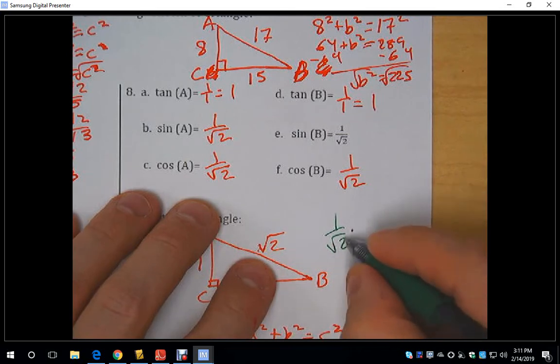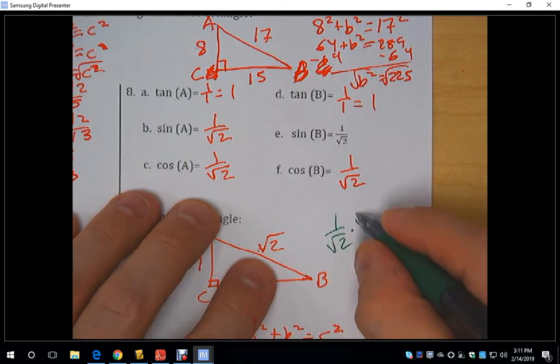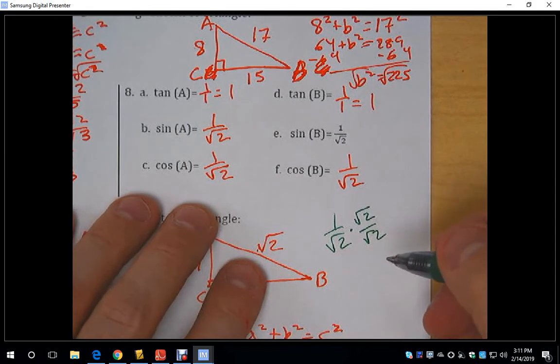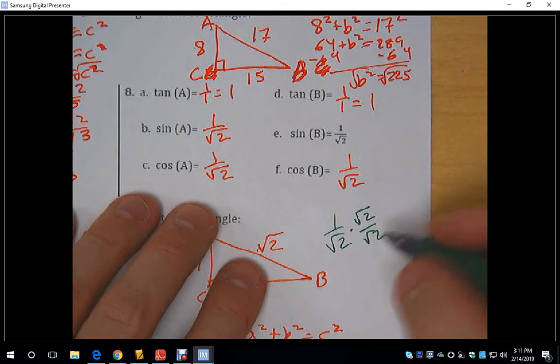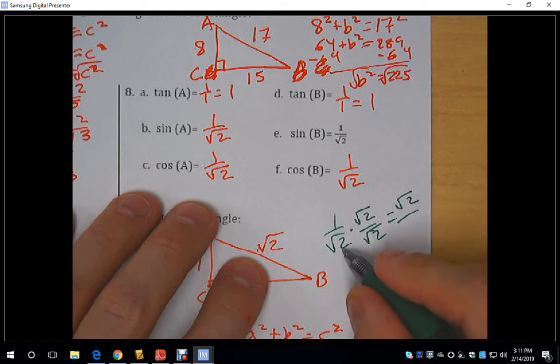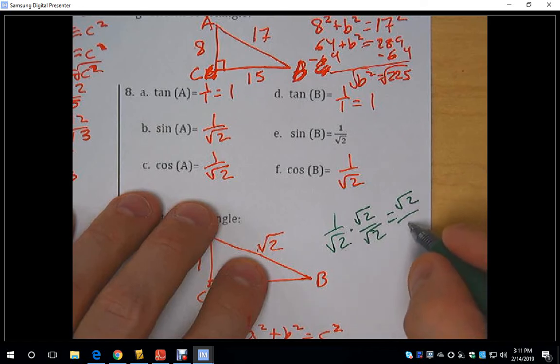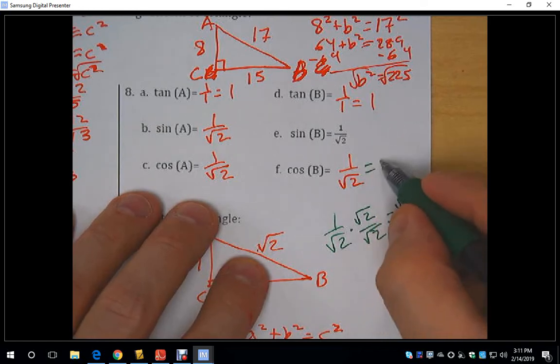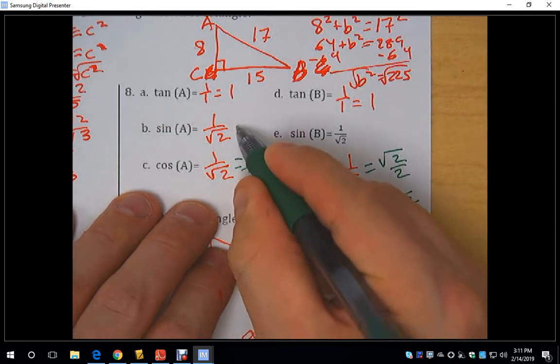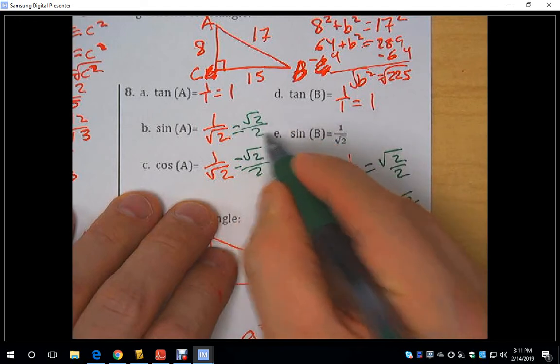I'm going to multiply by 1 in the form of the square root of 2 over the square root of 2. That's just 1. Anytime I multiply something by 1, the quantity doesn't change. That gives me the square root of 2 over the square root of 2 times the square root of 2, which is just 2. And so I could rewrite these as the square root of 2 over 2 for all of these. But other than that, this was a great worksheet.